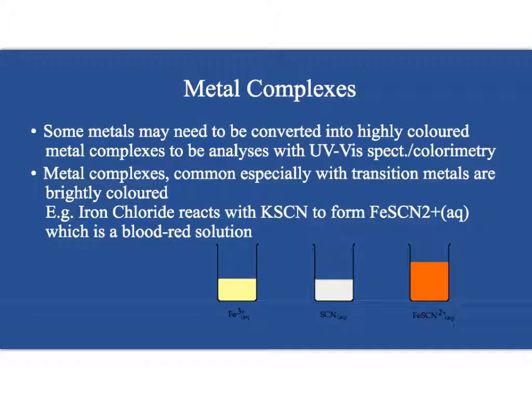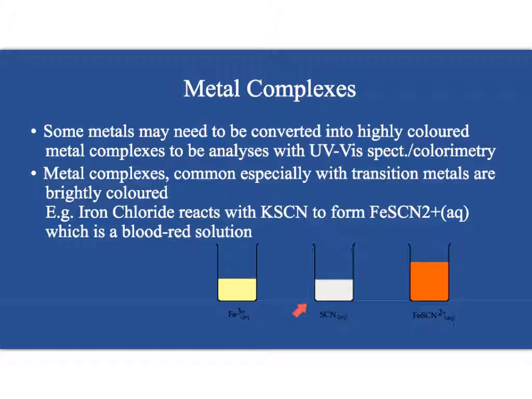Okay, so finally the last thing to think about is metal complexes. Some metals might need to be converted into highly colored metal complexes to analyze in the UV visible spectroscopy. In this example, you can see that you have your Fe3+. It's really sort of a light yellow, but it's not very prominent. And so that's a transition metal. We know that if we have something that would be, say, potassium, and honestly it would be sulfur, carbon, and nitrogen, but I can't remember what that's called.